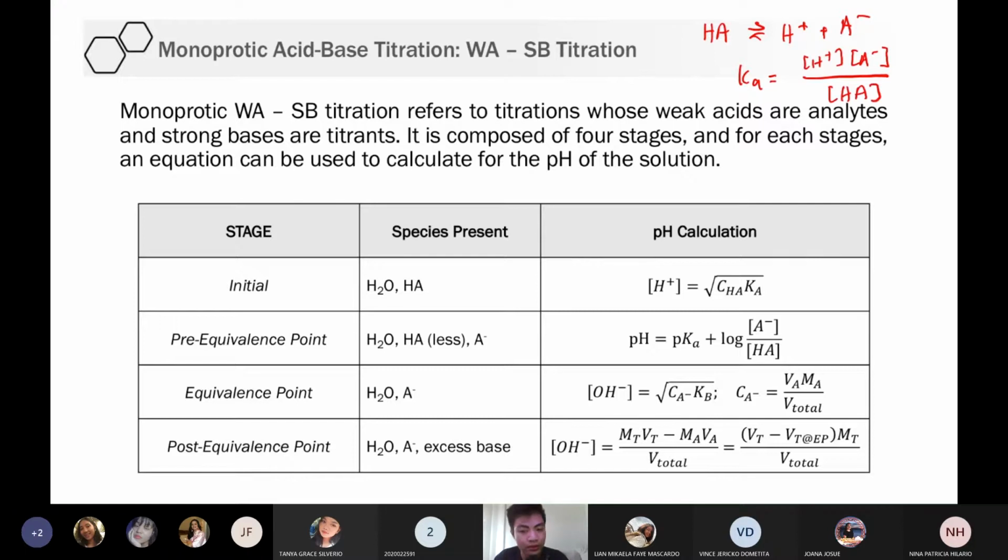Okay, so ano ginagawa natin dito? Di ba last time we solved for X, no? So we assume X yung concentration ng products. And then we have here the concentration of acid minus X, and that's equal to Ka. And because of the small x approximation, ano nangyayari? Yung minus x sa denominator, that can be reduced, no?